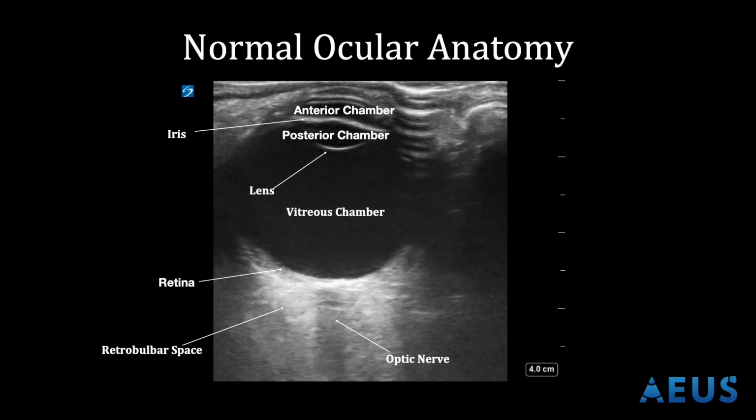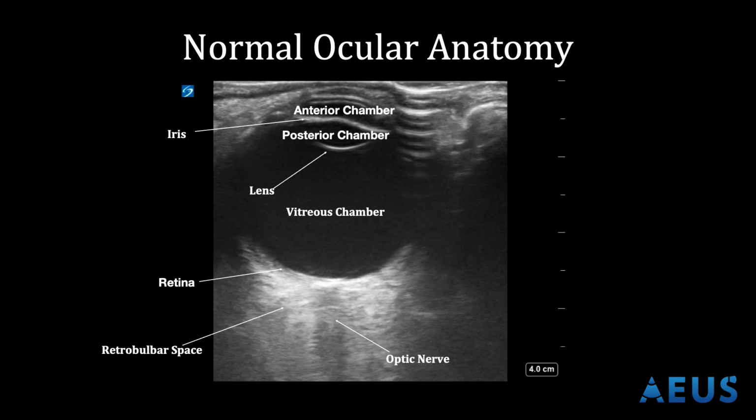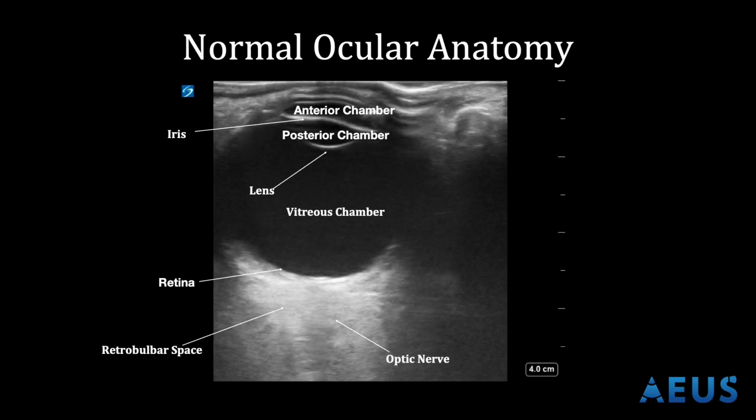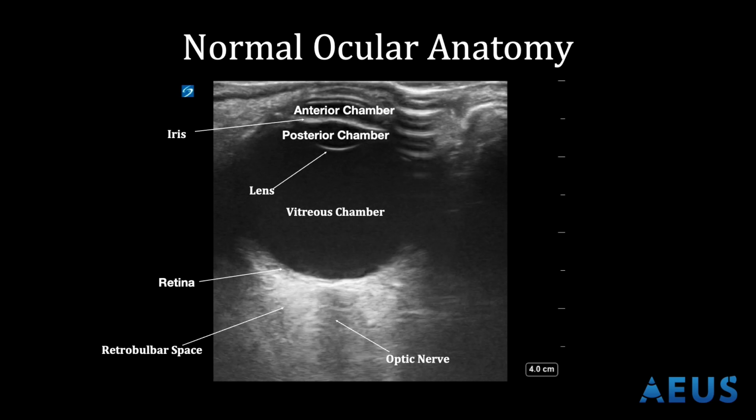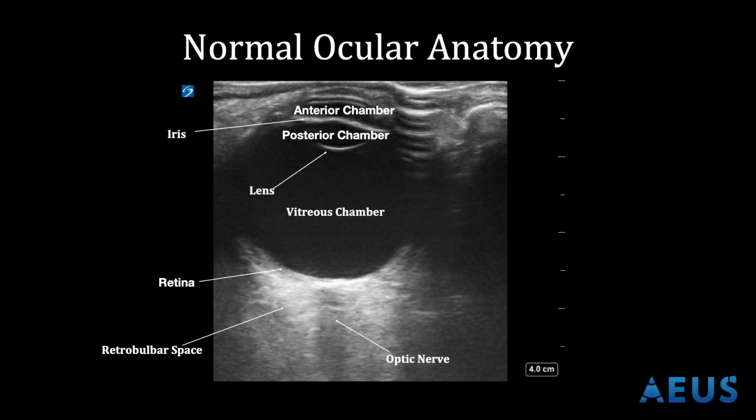Some of the important structures include the anterior chamber, which lies anterior to the ciliary body, the iris, the posterior chamber located between the iris and the lens, which is a curved hyperechoic structure, the vitreous chamber, located posterior to the lens, the retina, which lines the posterior eye, the optic nerve, which shadows and is a rectangular shape posterior to the eye, and the retrobulbar space, which surrounds the optic nerve posterior to the eye.